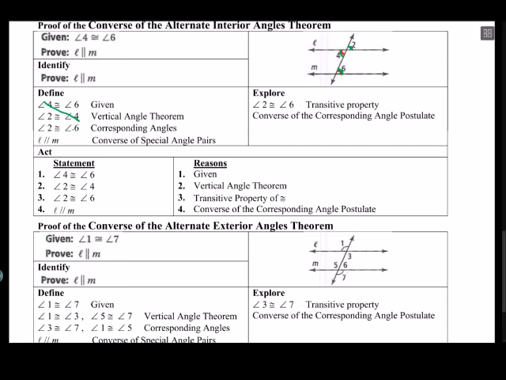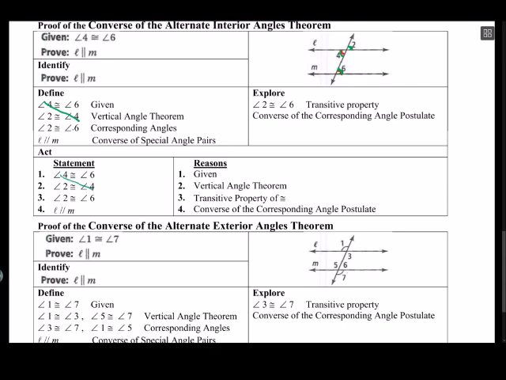Remember, alternate interior angles is a theorem which has to be proven, and corresponding angles are a postulate which is accepted as fact. That's why we can use it to prove this theorem. So we simply write our statements. We are given angle 4 is congruent to angle 6. We use vertical angle theorem to show that angle 2 is congruent to angle 4.